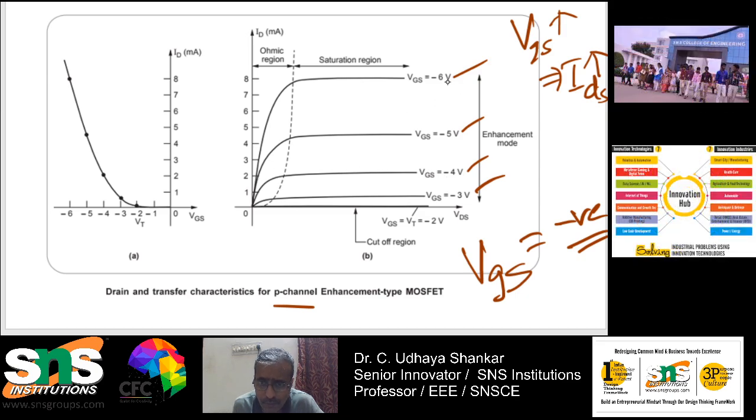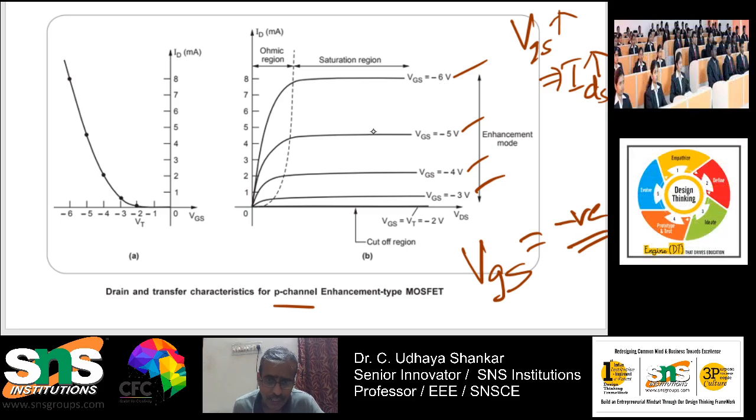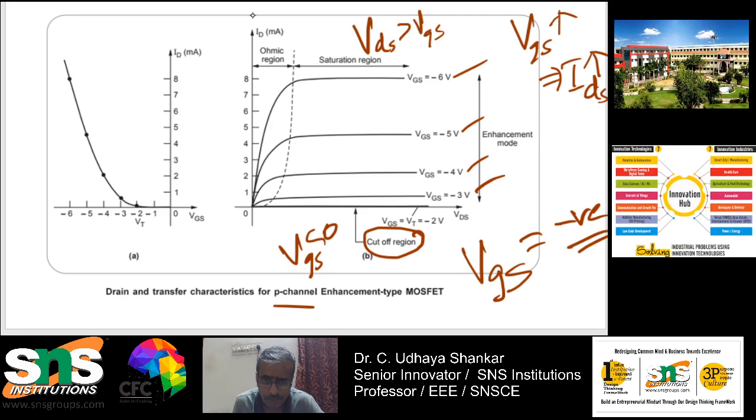Similarly, at VGS of around 6 volts, you can see that it is saturating at around 8 milliamps. So here again you have 3 different regions. One is called the cutoff region, which is when VGS is less than 0. Similarly, if VDS is greater than VGS, it will be operating in the saturation region. If VGS is greater than VDS, then it will be operating in the ohmic region.